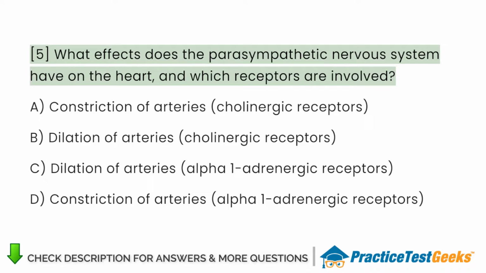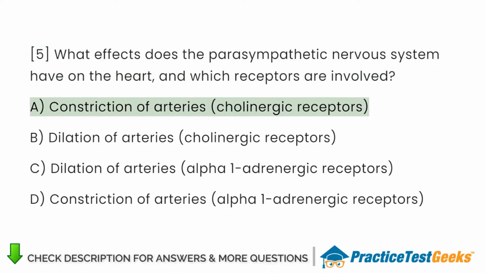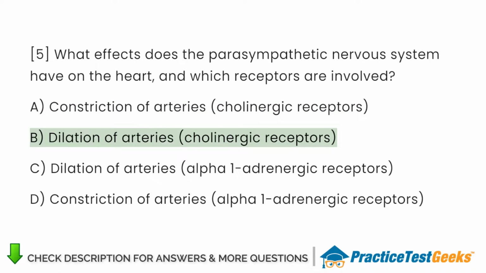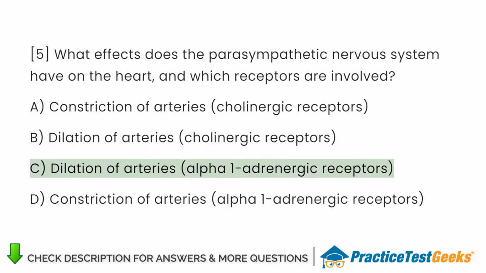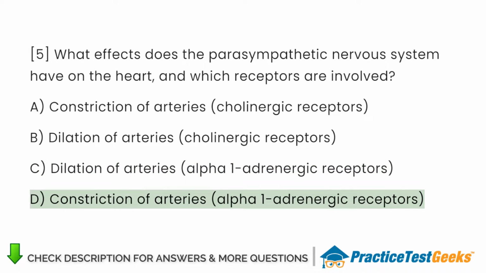What effects does the parasympathetic nervous system have on the heart, and which receptors are involved? A. Constriction of arteries, cholinergic receptors. B. Dilation of arteries, cholinergic receptors. C. Dilation of arteries, alpha-1 adrenergic receptors. D. Constriction of arteries, alpha-1 adrenergic receptors.